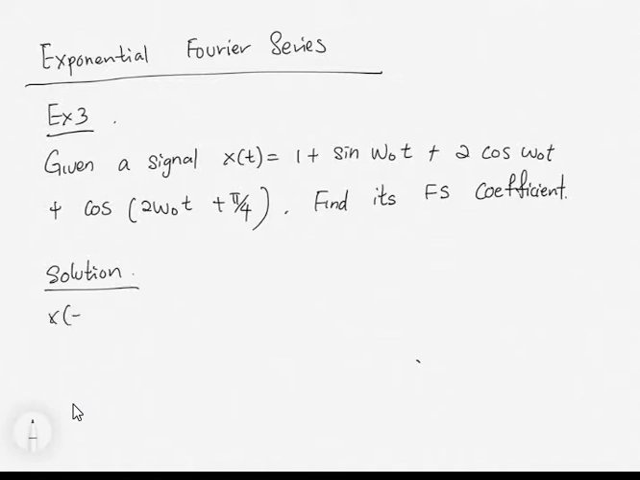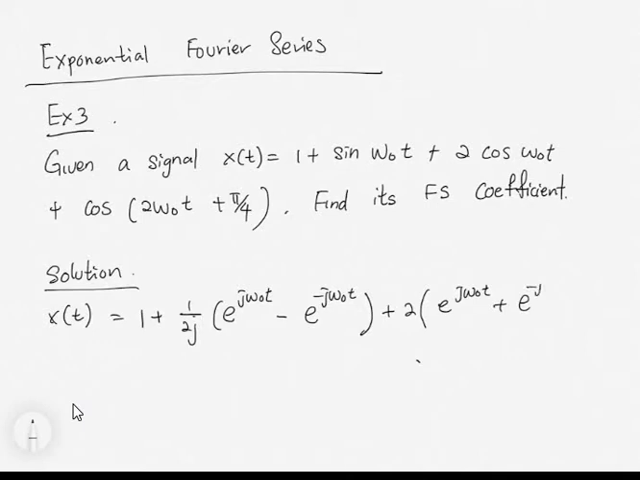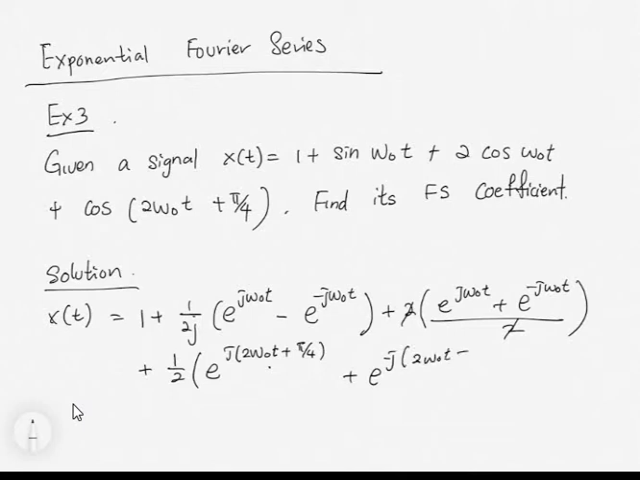Okay, based on x(t), you have 1 plus sine. So sine is 1 over 2j times exponent j omega naught t minus exponent minus j omega naught t, plus the cos: 2 cos is exponent j omega naught t plus exponent minus j omega naught t over 2, so this one can cancel out, plus the cos, which is 1 over 2 exponent j, 2 omega naught t plus pi over 4, and then exponent minus j, 2 omega naught t plus pi over 4.